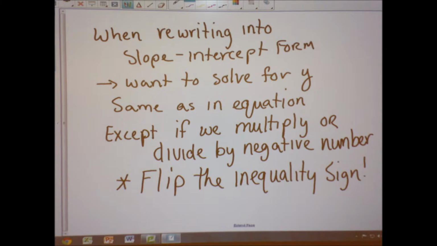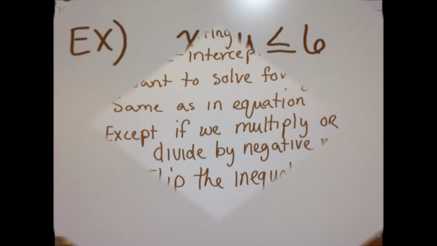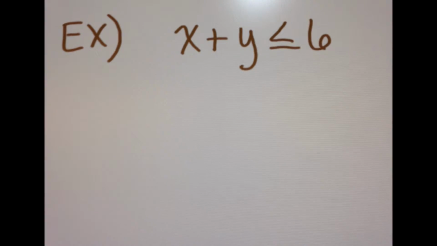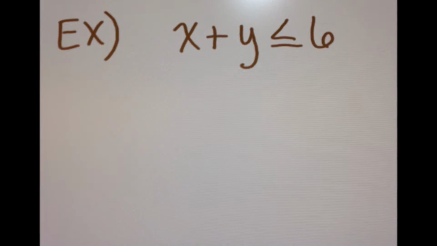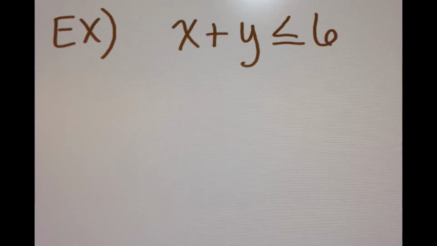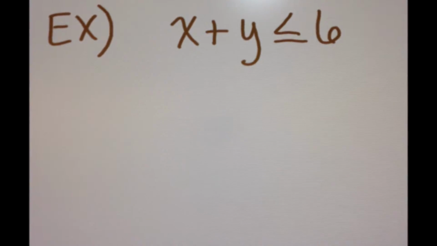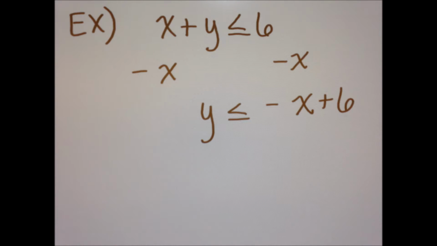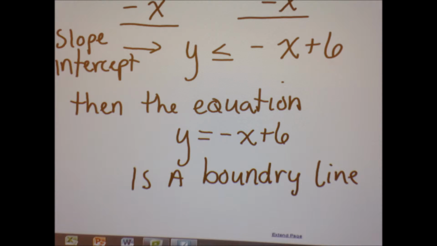Let's take, for example, x plus y is less than or equal to 6. We want to rewrite this in slope-intercept form, so we need to move the x to the other side of the equation. So we subtract x from both sides, and we end up with y is less than or equal to negative x plus 6. This is slope-intercept form because the slope is the coefficient of the x term, and 6 is the y-intercept.